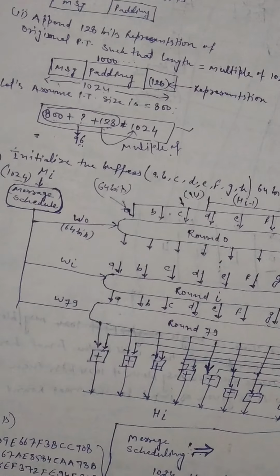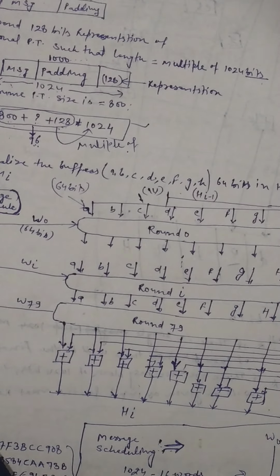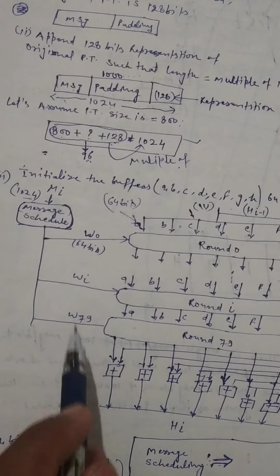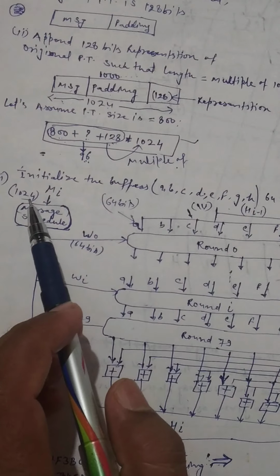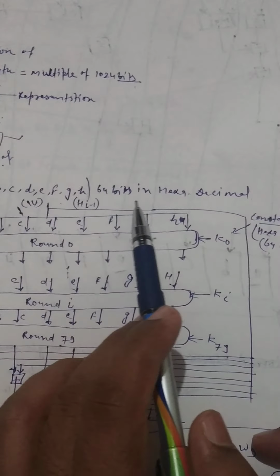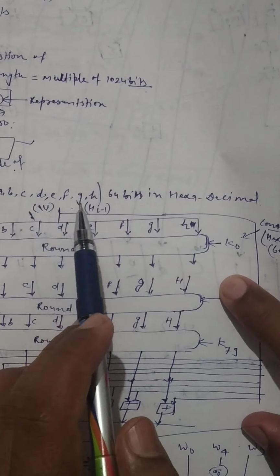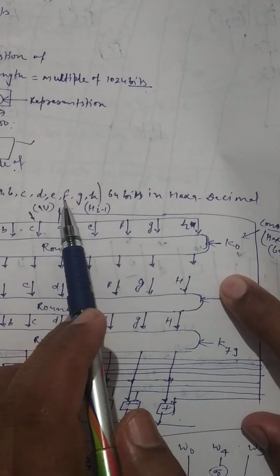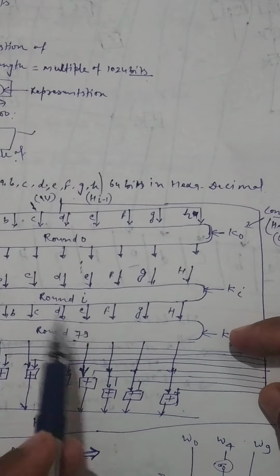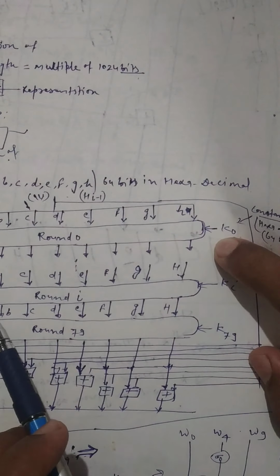Now our next step is to initialize the buffer ABCD. In MD5 we took 4 buffers, but in the case of SHA we are taking 8 buffers. So initialize the buffers A B C D E F G H, 64 bits each, in hexadecimal. In the last class the size was 32 bits; now here it is 64 bits.